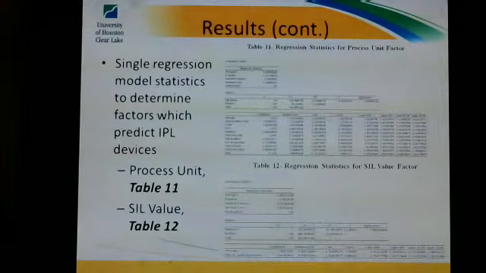And then the SIL value, which is the only regression model that was not using the dummy variable technique, is shown there. So basically the SIL level requirement was either a 0, 1, or a 2.